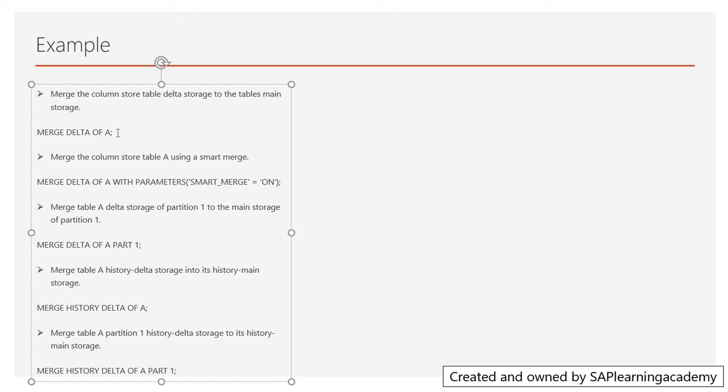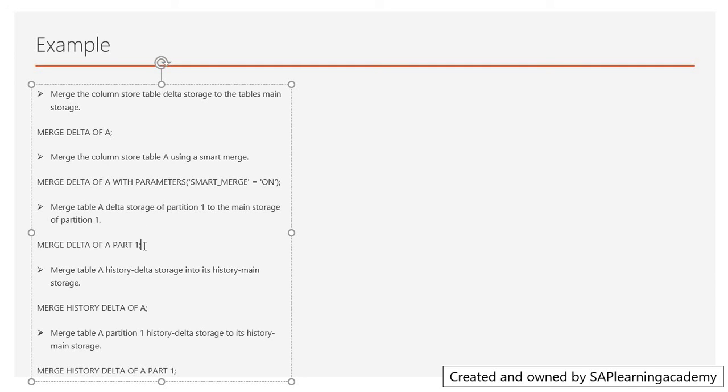So you can easily write like this: merge delta of A. Suppose A is my table, and you want to merge all the delta data of A into the main storage. Just simply you can write this. And suppose you want to use the smart merge, as I told, it uses the best available configuration of your SQL. So merge delta of A with parameters smart merge on. So this also transfers the data from your delta to main storage.